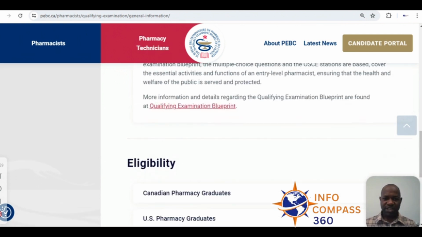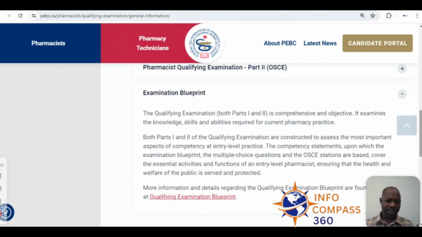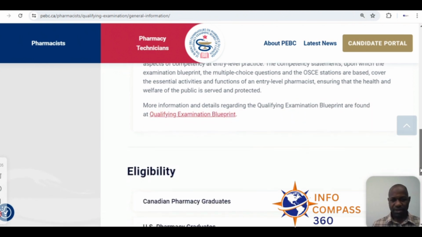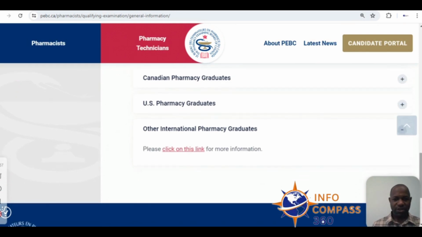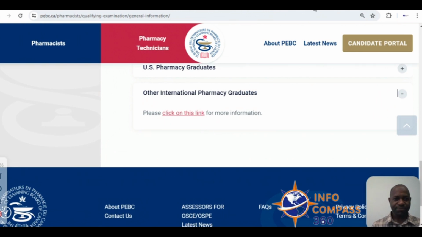And in terms of the exam blueprint, the qualifying exam, both part 1 and 2, is comprehensive and objective, and it examines your knowledge, skills, and abilities required for current pharmacy practice in Canada. So both part 1 and 2 of the qualifying exams are constructed to assess the most important aspects of the competency at entry-level practice in Canada. So you can check out all the eligibility for international pharmacy graduates under this link right here.